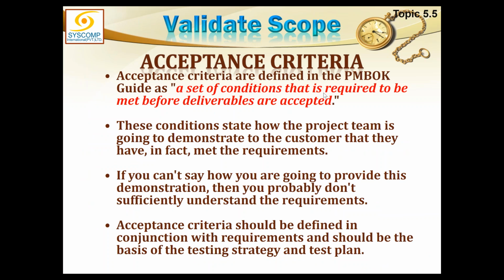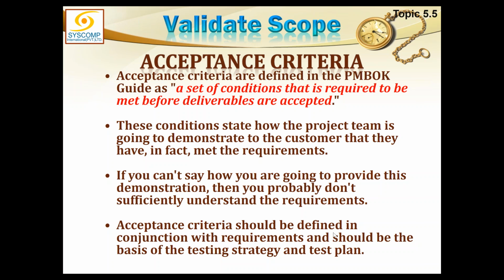Acceptance criteria is a set of conditions that is required to be met before the deliverables are accepted. So these conditions state how the project team is going to demonstrate to the customer that they have in fact met the requirement. So these are the user requirements which clearly define that when you have created the document, how it should be presented to the customer, how it will be checked and all that. Those requirements are the acceptance criteria. If you can't say how you are going to provide this demonstration, then you probably don't sufficiently understand the requirement.